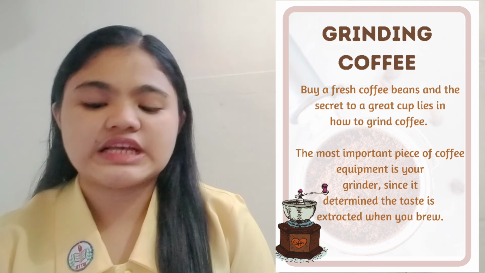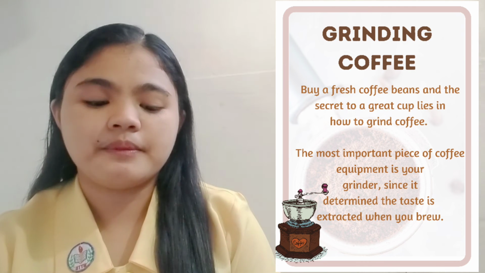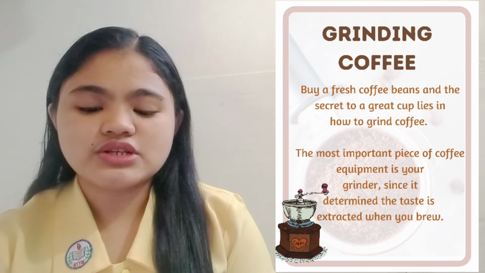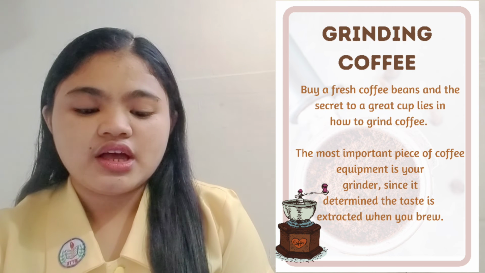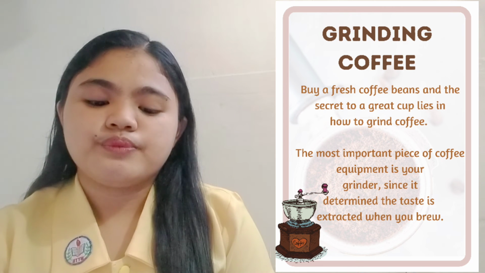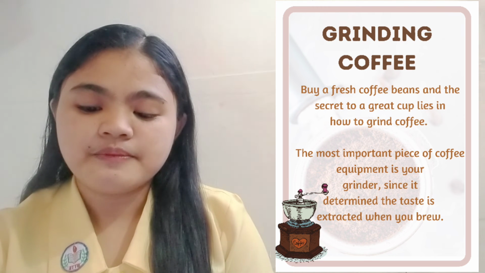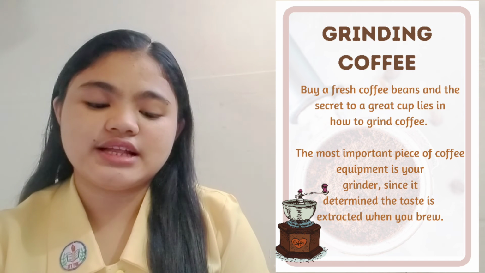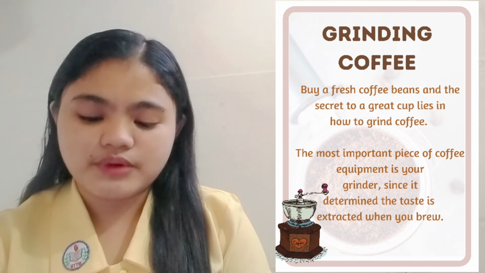Coffee grinds. Buy fresh coffee beans, and the secret to a great cup lies in how you grind the coffee. The most important piece of coffee equipment is your grinder, since it determines the taste that is extracted when you brew. Ground beans offer exponentially more surface area than beans alone. So by grinding ahead of time, it accelerates the oxidation of the entire bean.